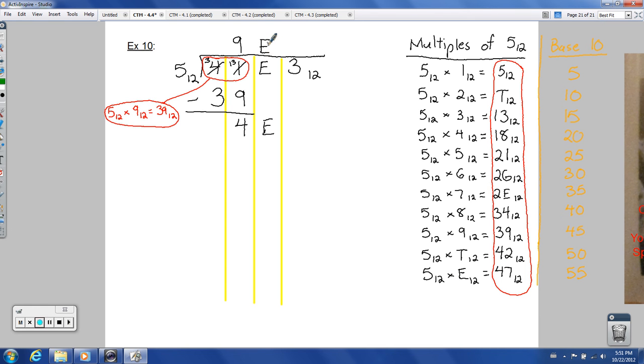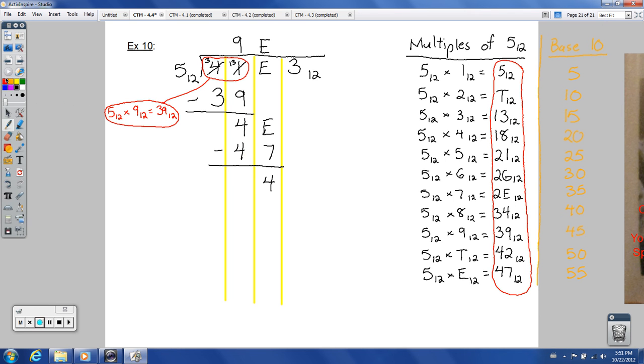If I do that, E times the 5 will give me 47. So underneath here, I can put a 47. That was the largest possible product that was still less than what I saw here. So I'm going to subtract 47 from this. Remember, this is just 11, so 11 minus 7, that's allowed. That's a 4 in base 12. This will become a 0, so I don't need to write that.